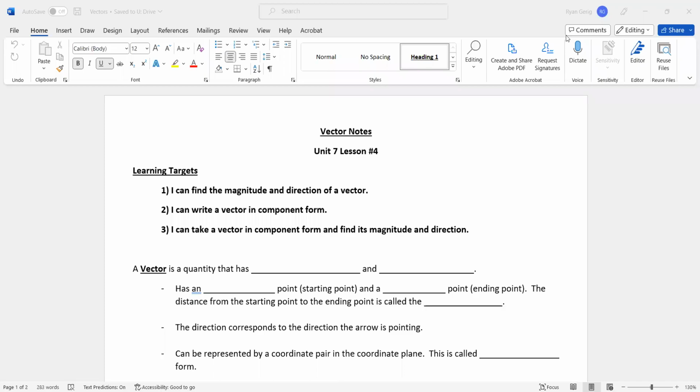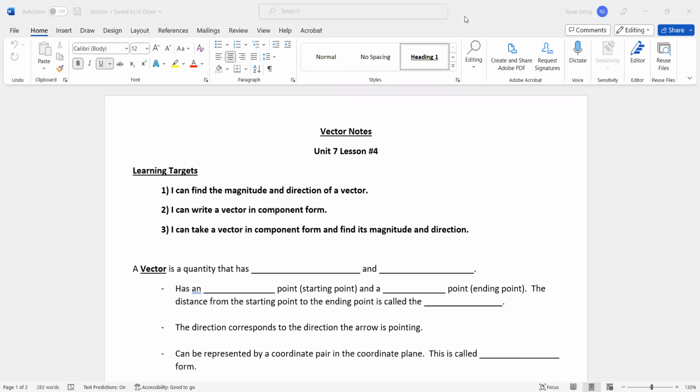We're going to be talking about vectors. I know a lot of you probably think of Despicable Me when you think of vectors. You can see right away, if you haven't seen the movie, this is going to make no sense. But if you have, you know that a vector has magnitude and direction. And we're going to also look at component form, and we're going to take a vector in component form and find its magnitude and direction. So basically, we're going to go both ways with it.